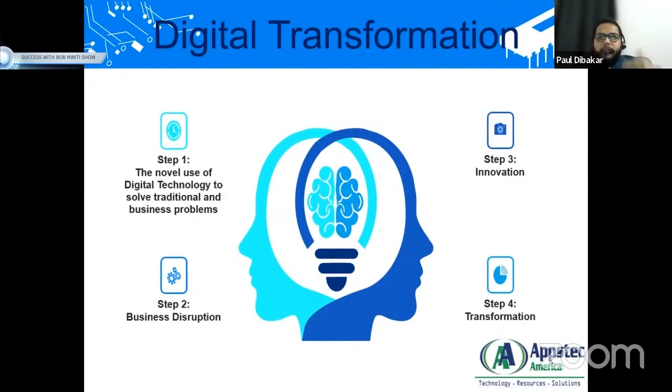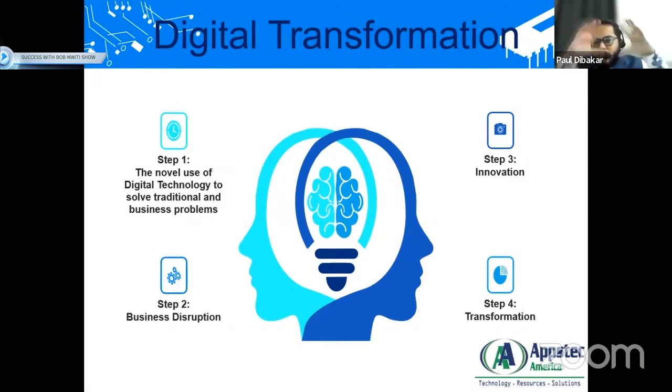Step 3 is innovation. Technology and innovation go hand in hand, right? Innovation is a process by which a domain, product or service is renewed and brought up to the market standard by applying new processes, new methods, and introducing new products and new services into the market.